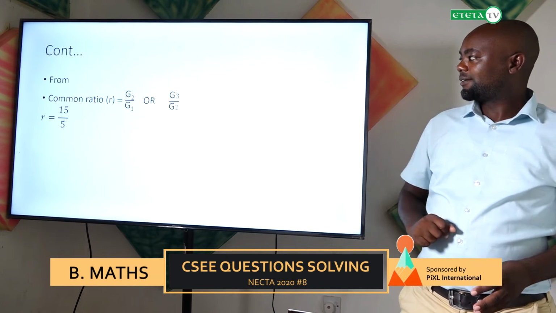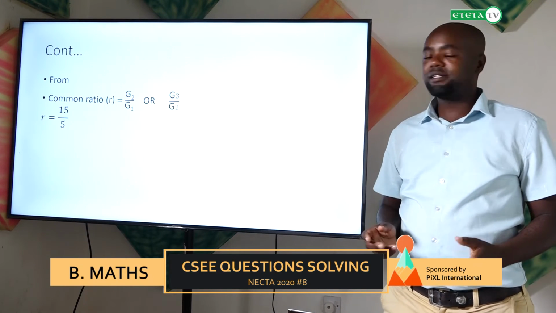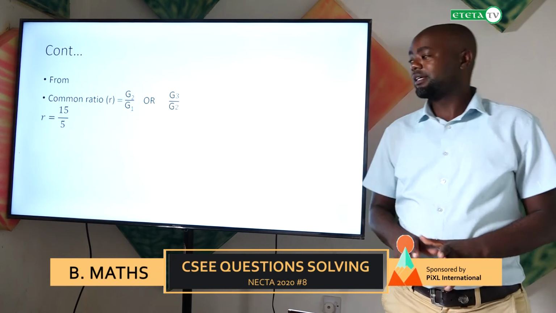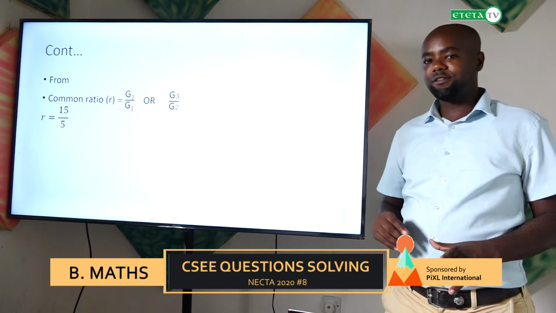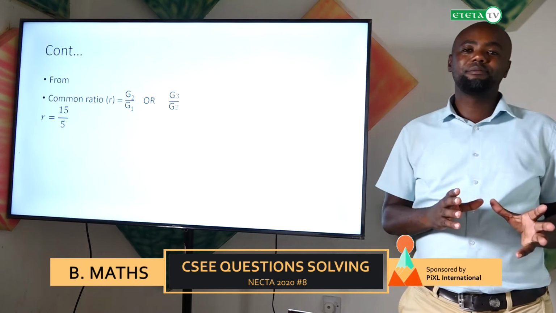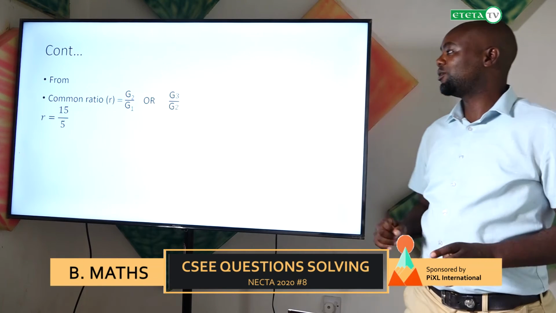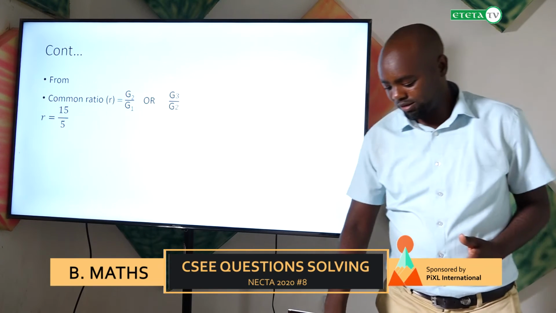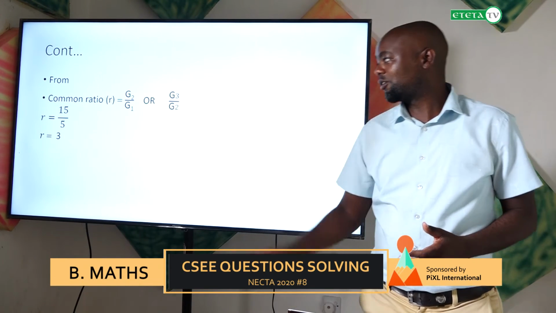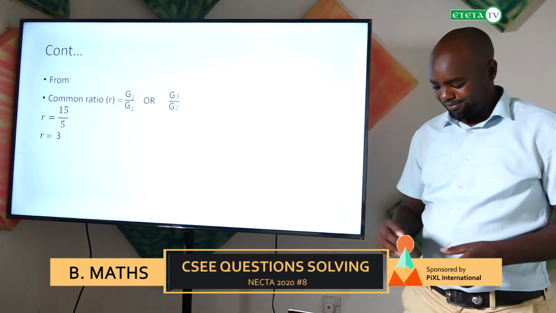Maybe somebody can take G3. G3, we know that it is 45. So when you take 45, which is G3, over the second term, which is 15, you get the same answer, which is also 3, which is the common ratio. So the common ratio is equal to 3.